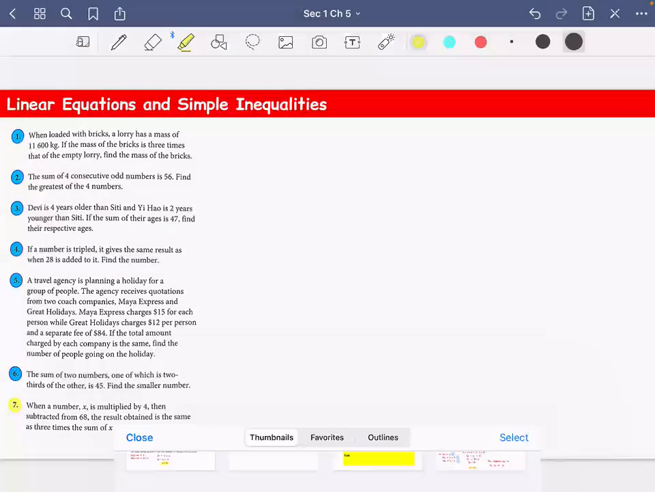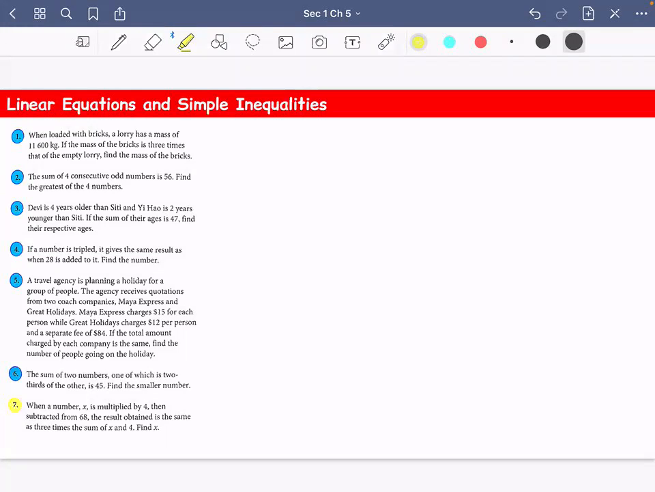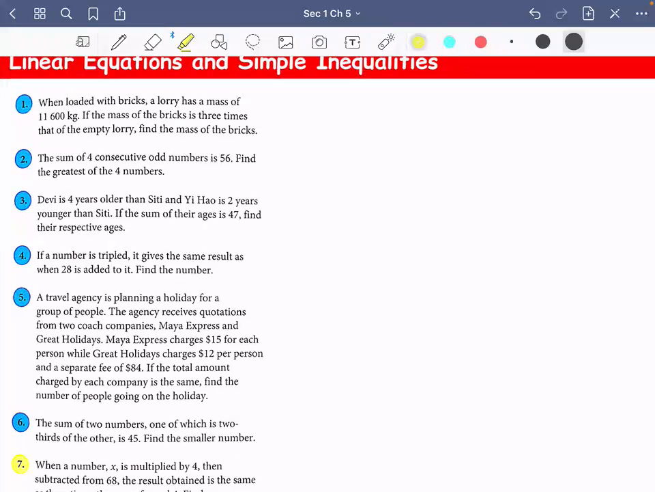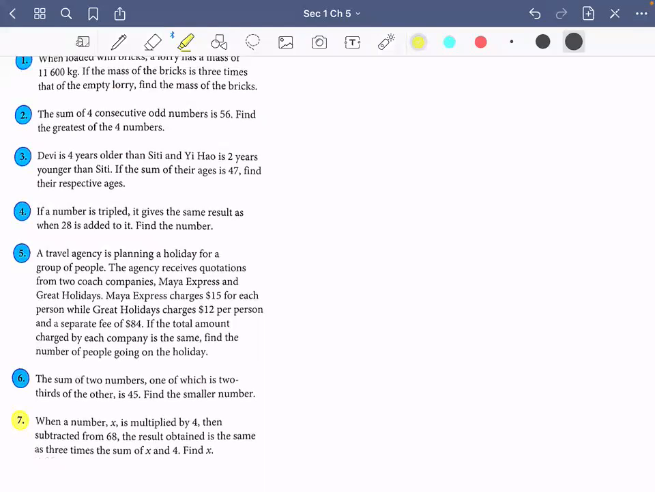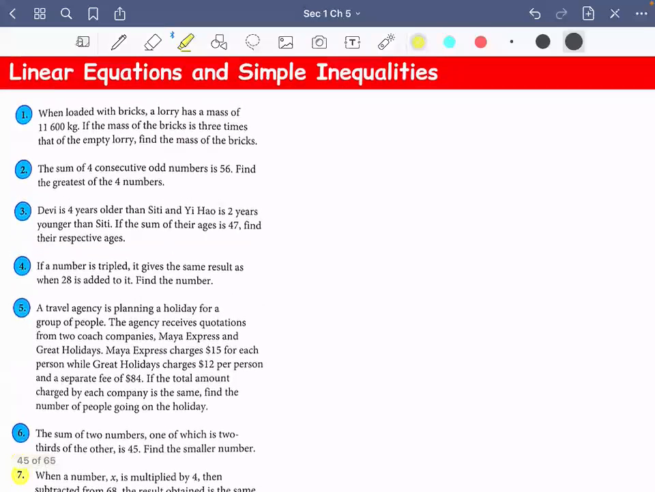Now, page 135 is about algebraic word problems, and it's very similar to our questions from mathematical formulas. All right, so let's have number 3.